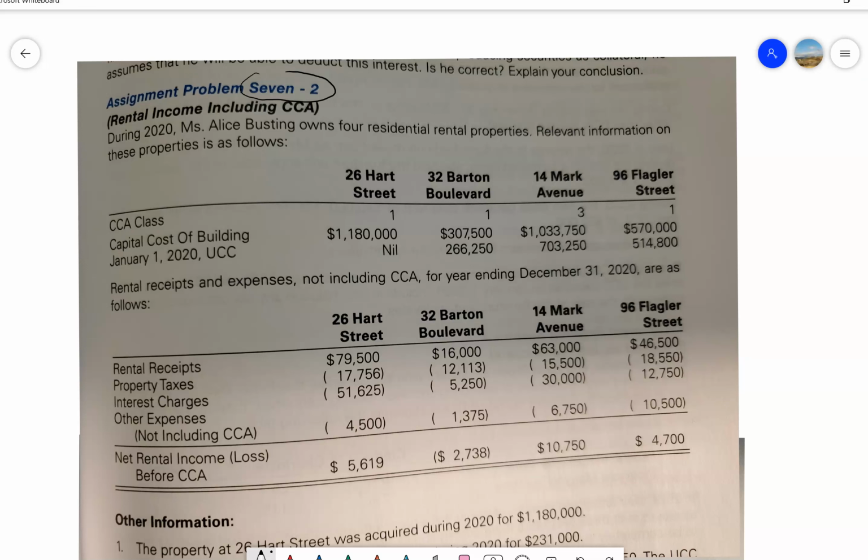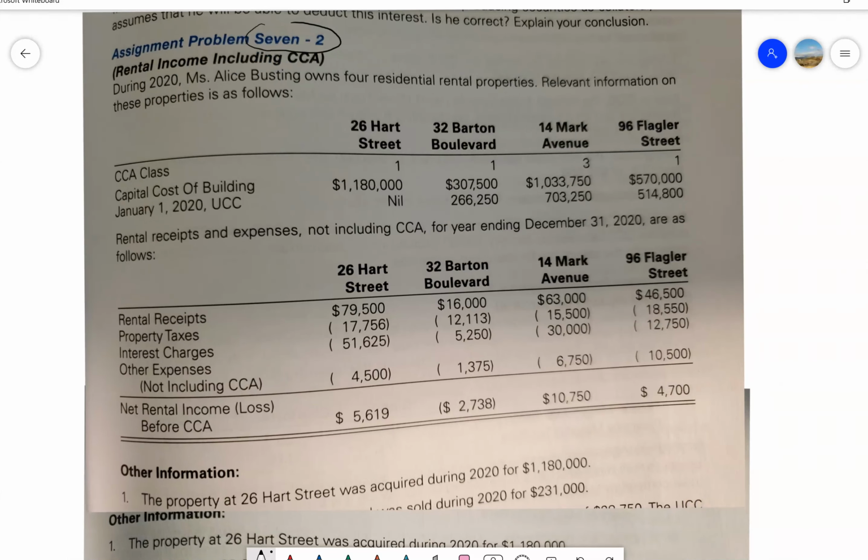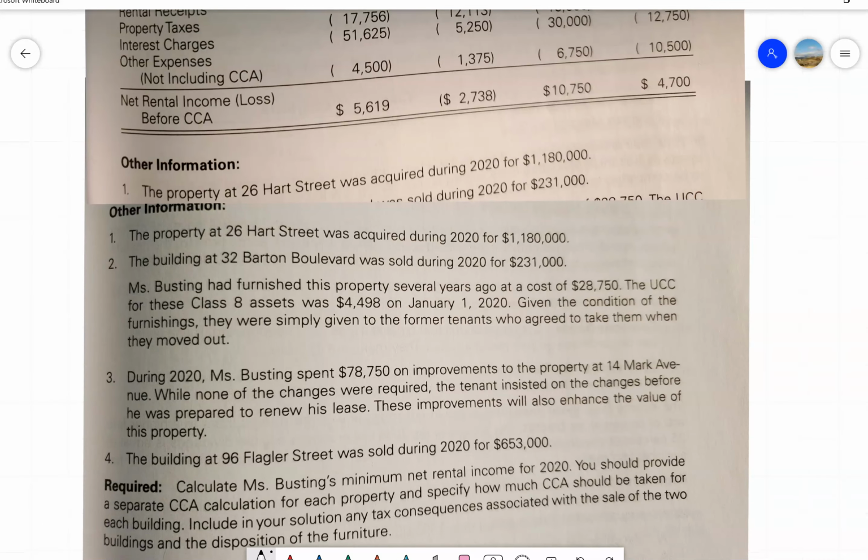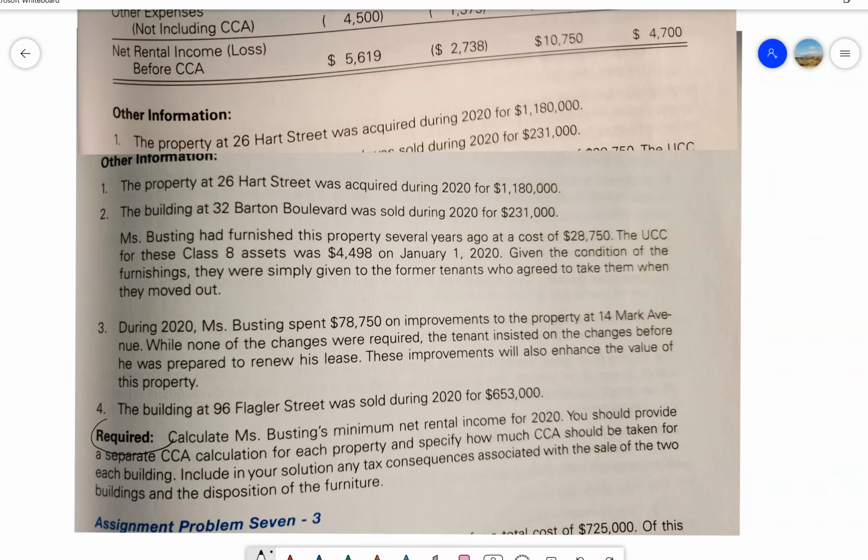Now, if you haven't done so or you don't have a copy of the problem, here is the first part of the problem. So pause the video, read through this first part, and then I'll scroll down to the second part, which gives other information and the required right down here. So make sure that you read through this, complete it on your own before you resume with the solution. So pause the video now before resuming with the solution.